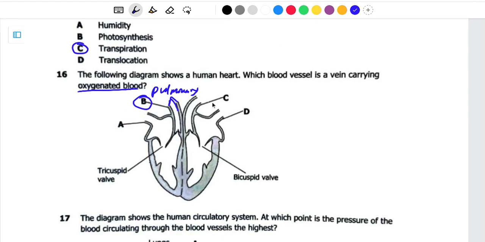Then we have this one here, which is D. This one is called the pulmonary vein. So it is the vein that carries oxygenated blood. It is the only vein that carries oxygenated blood. It takes the oxygenated blood from the lungs and brings it to the heart. So the answer is going to be D, because this is the pulmonary vein, the only vein that carries oxygenated blood, and this is the pulmonary artery, the only artery that carries deoxygenated blood.